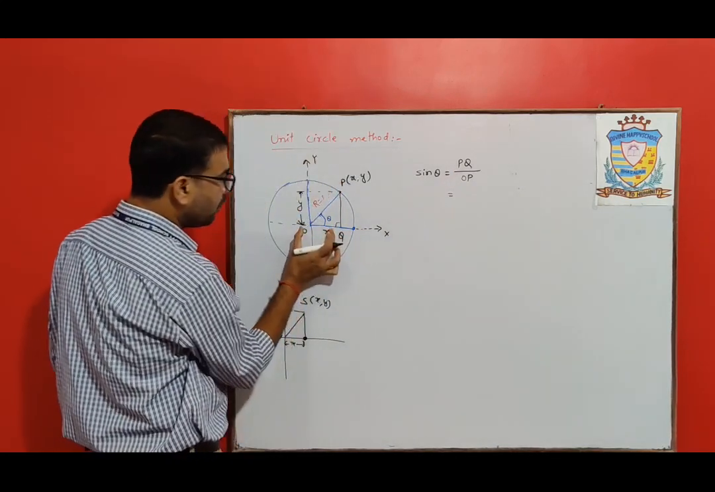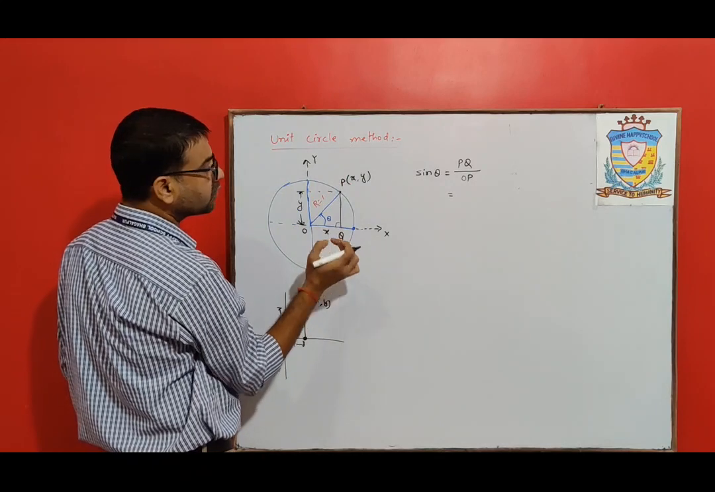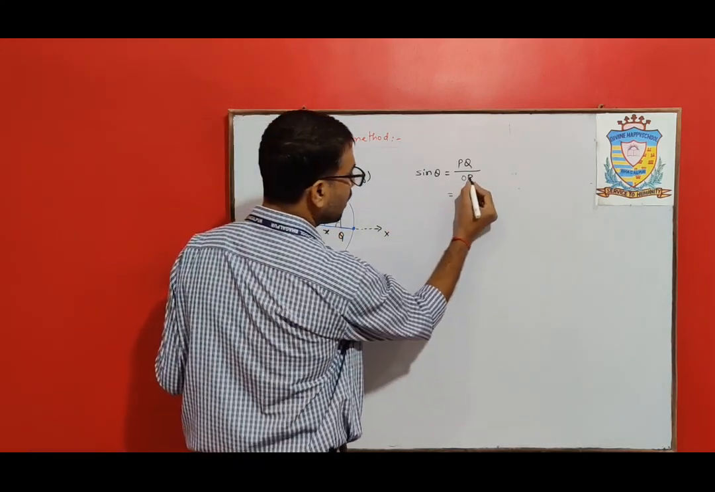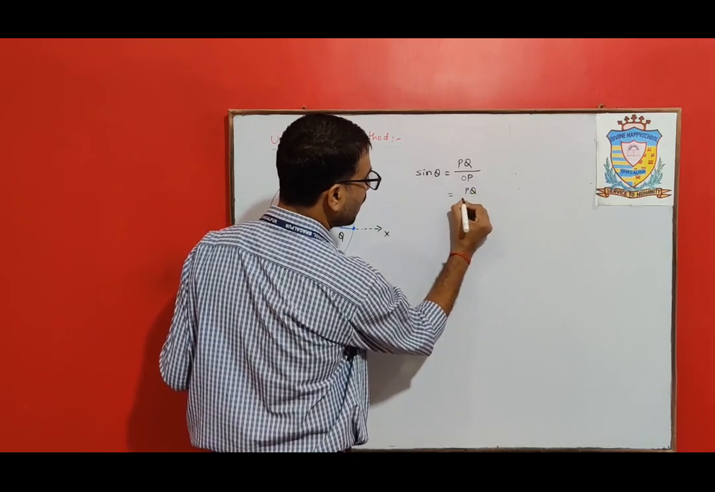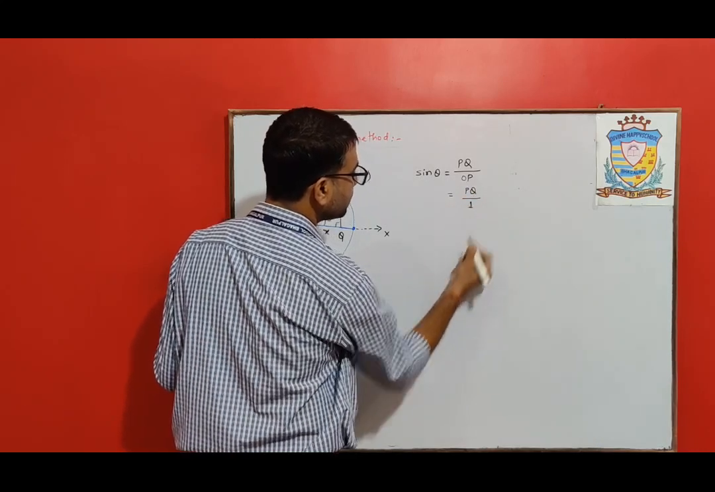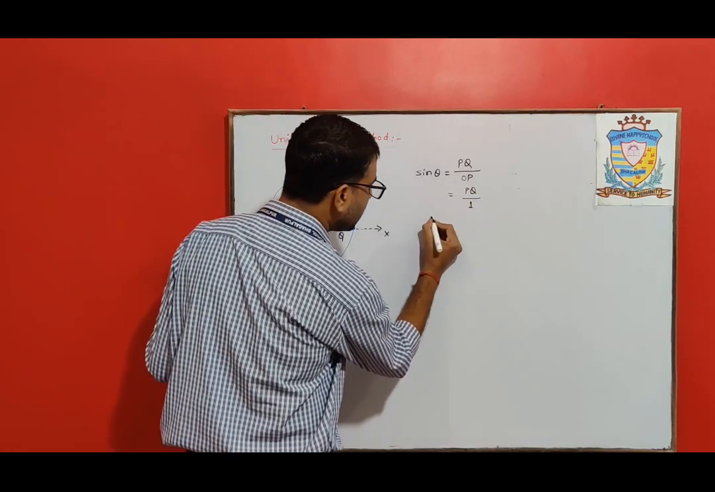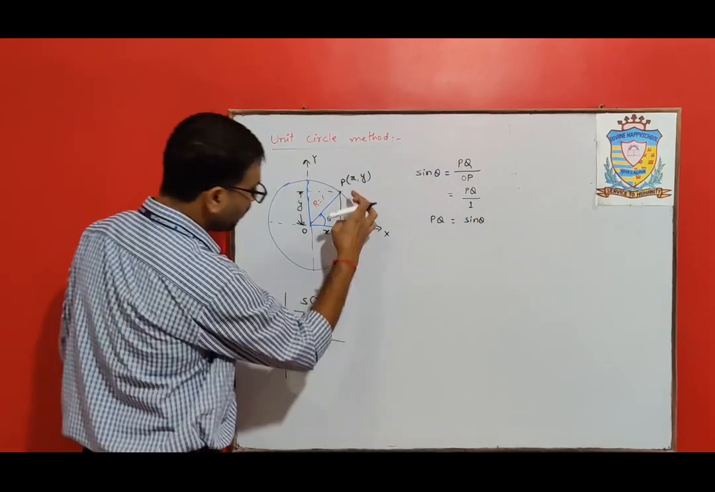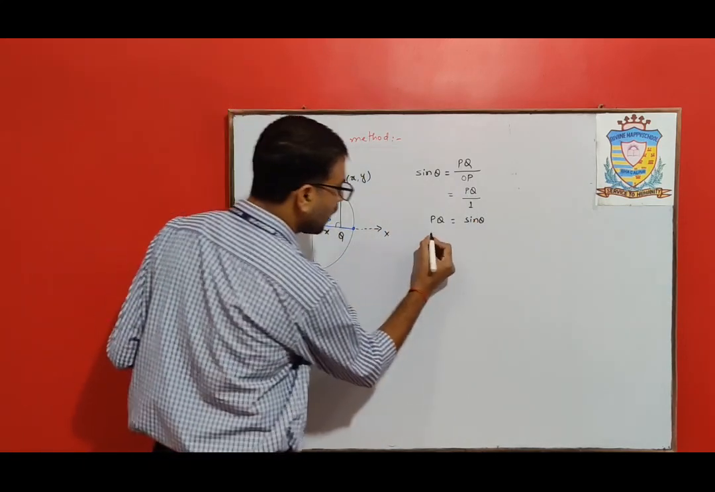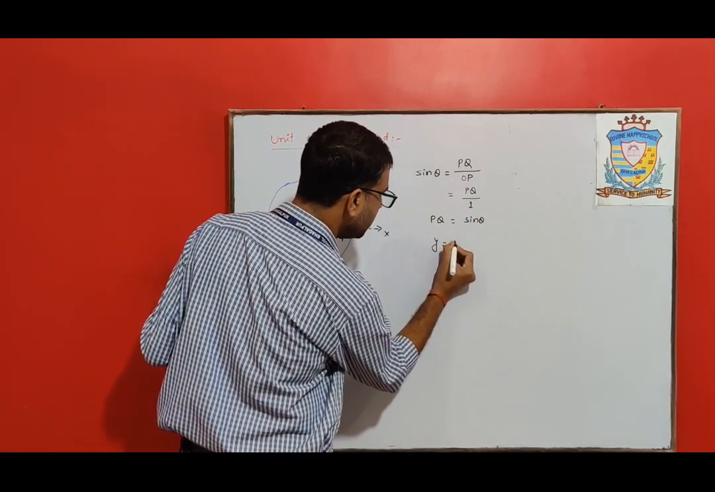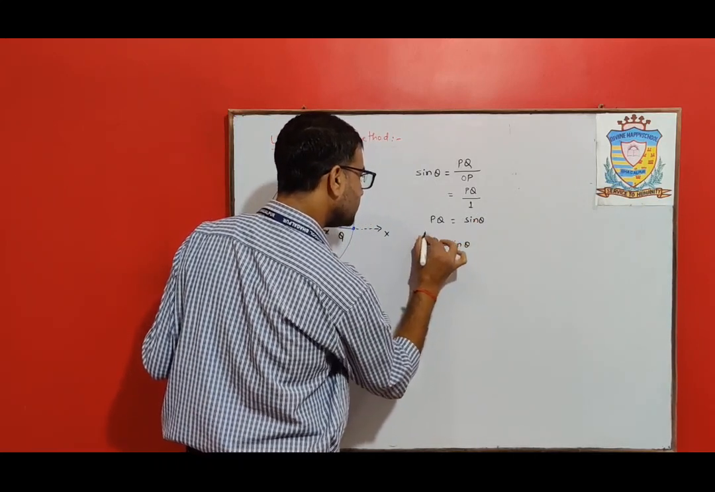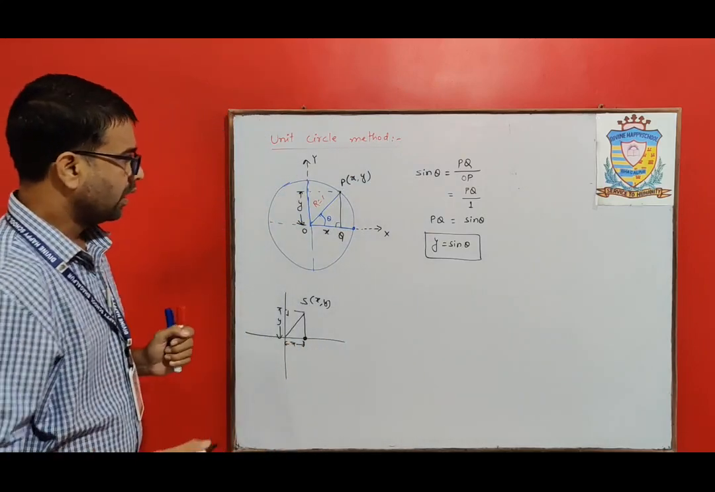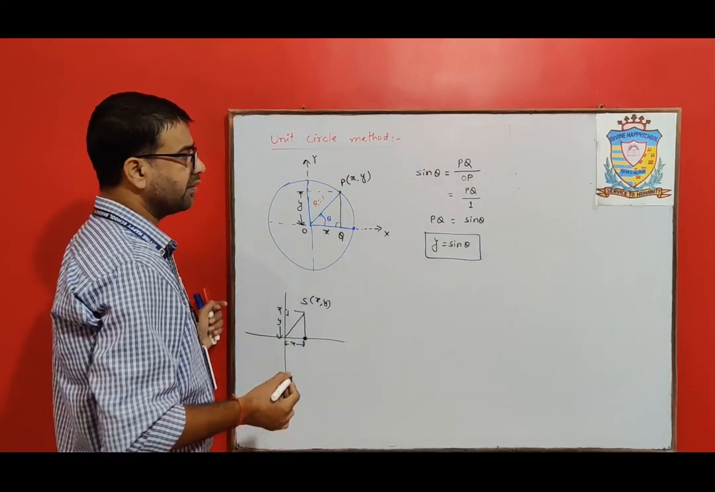Here the value of PQ is what we have to calculate and the value of OP is 1. So PQ upon OP is 1. Clear? So this PQ can be written as sine theta. Here PQ is the Y. So Y can be written as sine theta. Clear? In the next part we have to calculate the value of X.